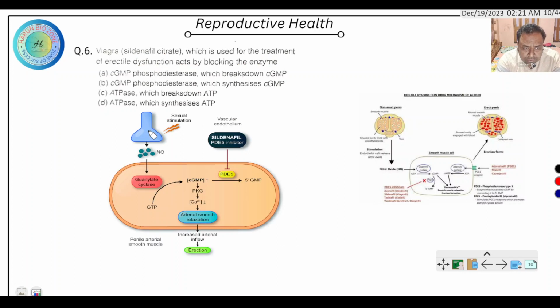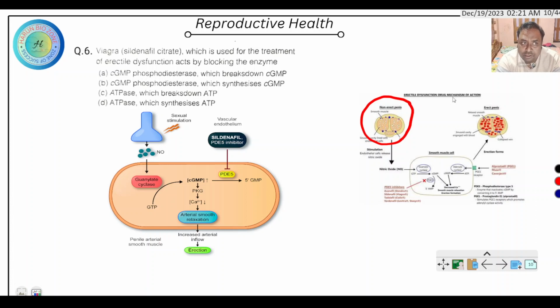Suppose this is the non-erectile penis. So what is the mechanism of an erect penis? Inside the penis muscle, a large number of blood vessels are present. When these blood vessels are filled with blood, the penis becomes erect. But when the blood supply is decreased, the penis does not erect. It is called erectile dysfunction. So this erectile dysfunction is recovered by the use of Viagra.